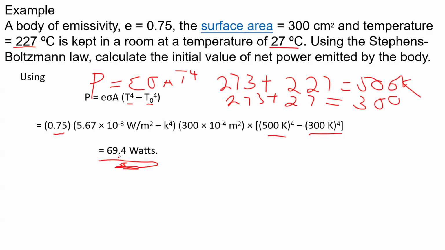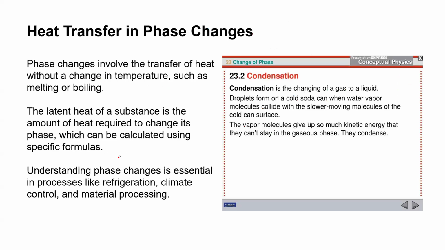Ladies and gentlemen, without wasting much of our time, we can also look at heat transfer in phase changes. Phase changes involve the transfer of heat without a change in temperature, such as melting or boiling. The latent heat of a substance is the amount of heat required to change its phase, which can be calculated using a specific formula. Understanding phase changes is essential in processes like refrigeration, climate control, and material processing. This is one of the applications of heat transfer by phase changes.